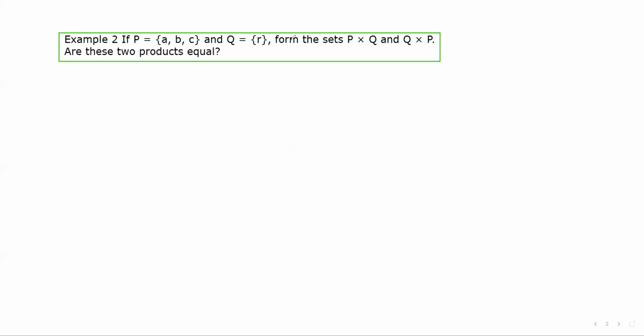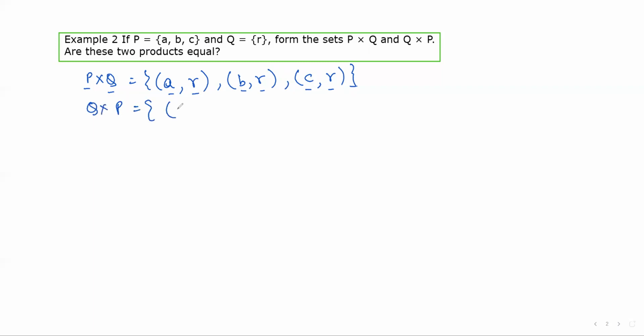Second, if P and Q are given to you, form P cross Q and Q cross P. P cross Q would be the ordered pairs such that the first element of each ordered pair belongs to your set P, and the second element of each ordered pair belongs to your set Q. Since Q is a singleton set, you will have only three elements in P cross Q. In Q cross P, your first element should belong to Q, and your second element should belong to P, and you should write all such combinations. Again, you have only three elements.